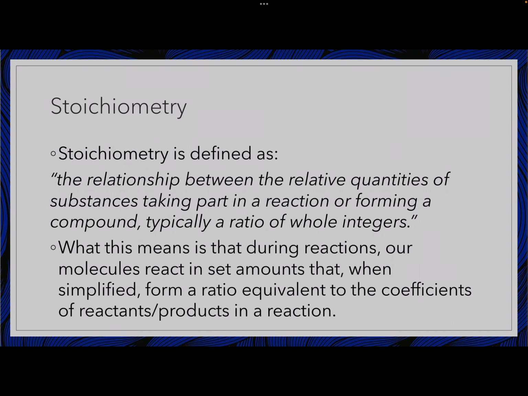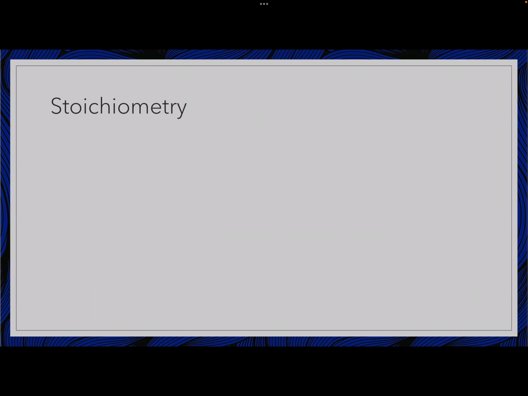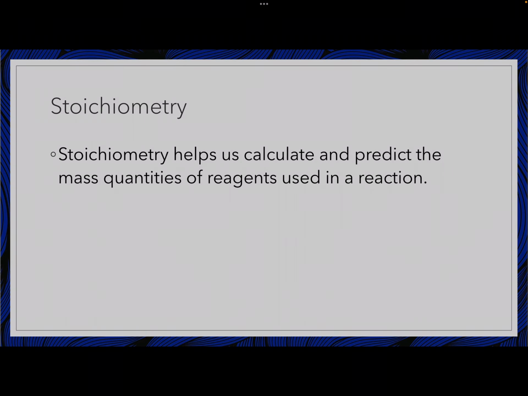What this means is that during a reaction, our molecules react in set amounts that, when simplified, form a ratio that's equivalent to the coefficients of reactants or products in a reaction. So I should say reactants and products in a reaction. Basically, it helps us calculate and predict mass quantities of reagents that we use in a reaction.